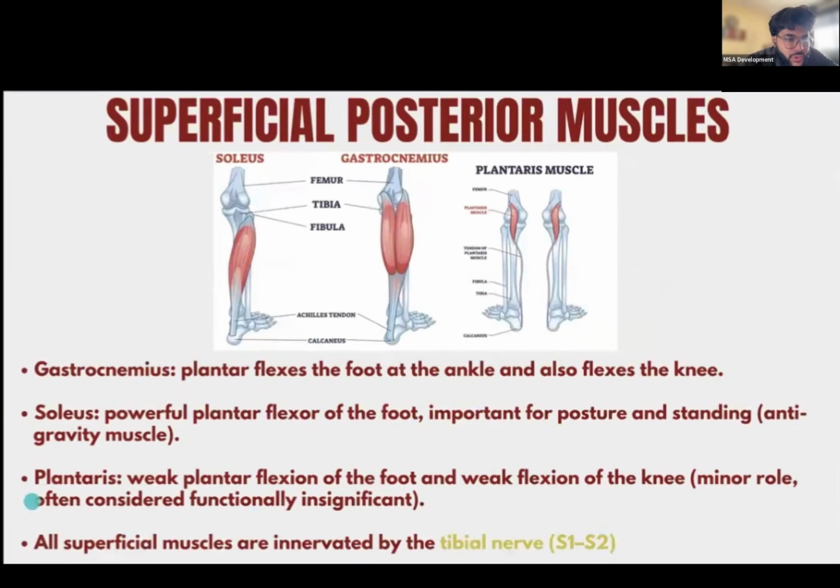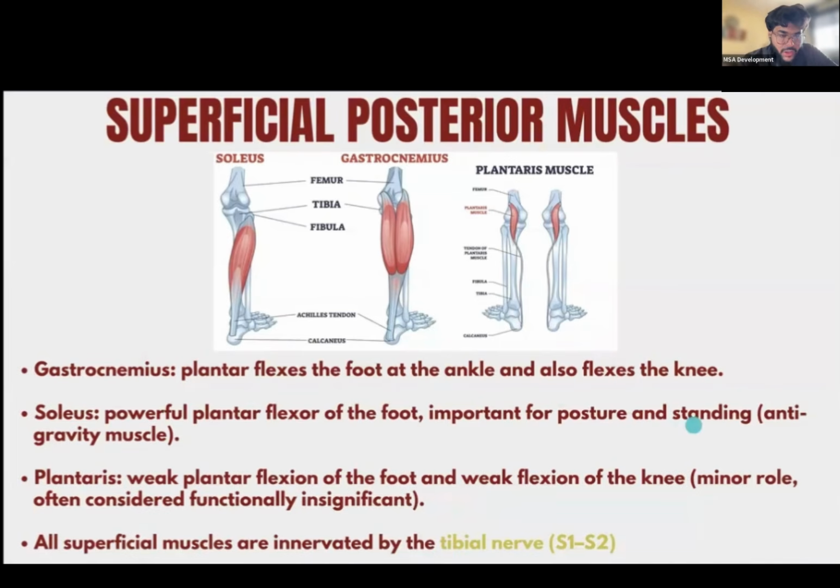So again, let me read through this real quick. Gastrocnemius plantar flexes the foot at the ankle and also flexes the knee. Soleus is the most powerful plantar flexor of the foot. However, it does not have any knee flexion. Remember that because it has no connection to the knee. It's also responsible for your posture and standing, so it's an anti-gravity muscle. We have the plantaris next. It's weak plantar flexion and weak flexion of the knee. It does not have any functionally important role. All of these muscles are innervated by the tibial nerve. Think about it, they're all connected to the tibia on the posterior part, so they're all innervated by the tibial nerve, which comes from the sciatic nerve.